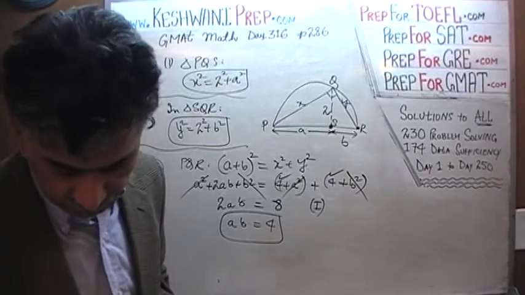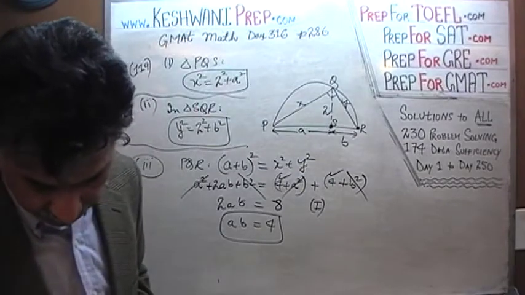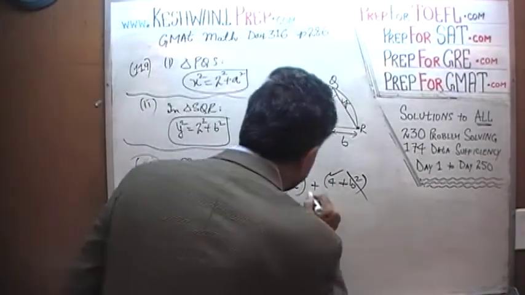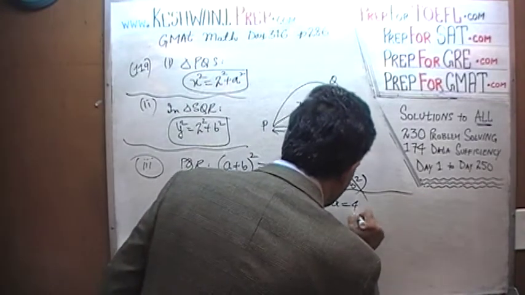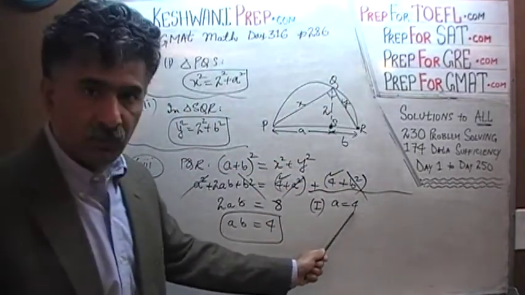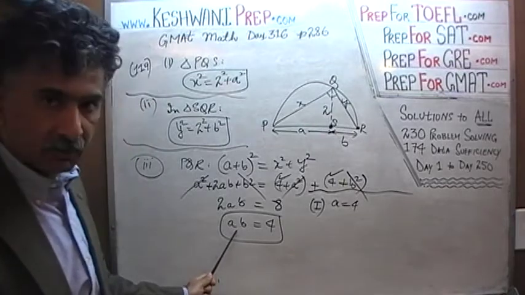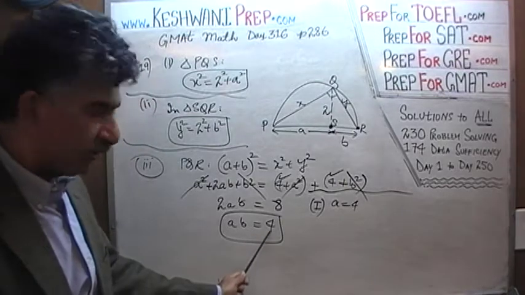We're going to start the work now. Let's see what they tell us in the first statement. In the first statement, they tell us that A equals 4. Well, simply knowing A equals 4, what can we do with it? We know this part. We already arrived at this thing, that A times B is 4.